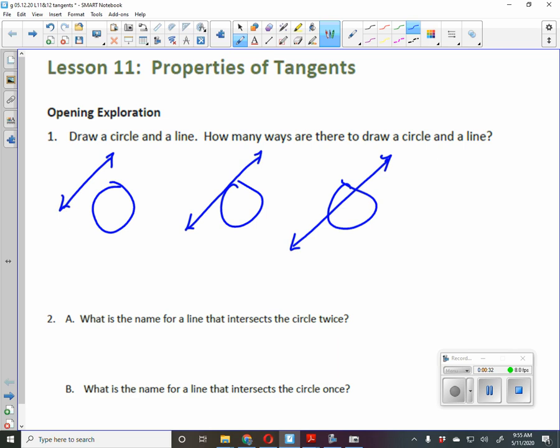Number 2 says, what is the name for a line that intersects a circle twice? That is called a secant. What is the name of the line that intersects a circle once? That is called a tangent.